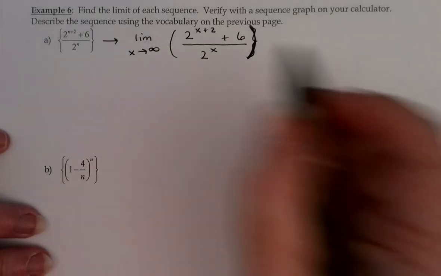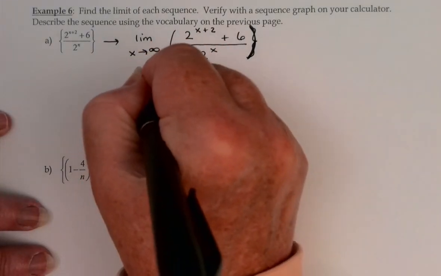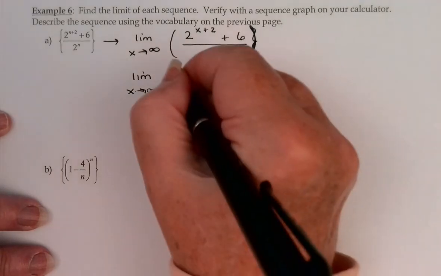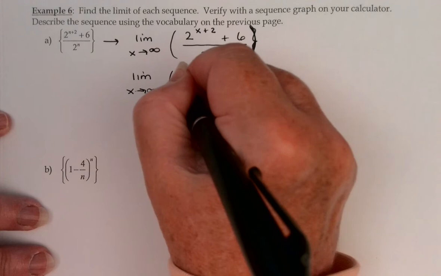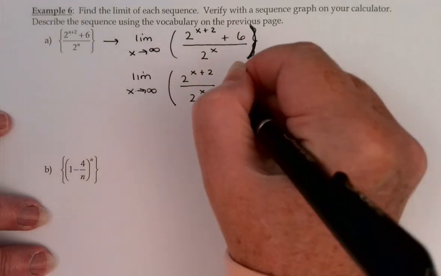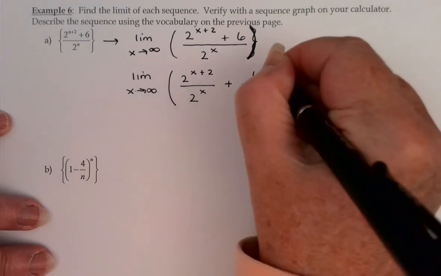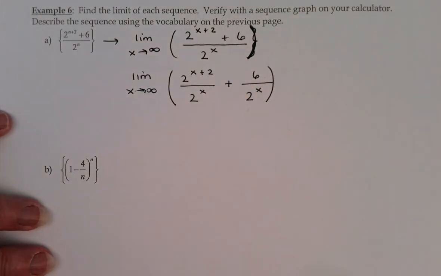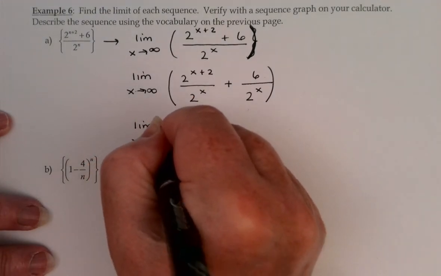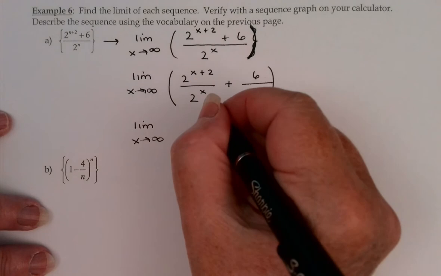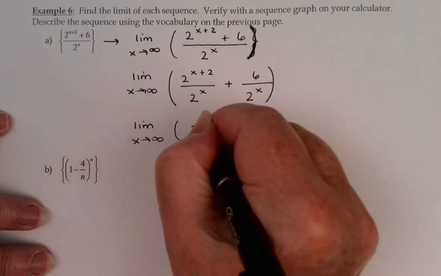All right, in this case, I think breaking apart the fraction is going to be the way to go. If I make this two fractions, 2 to the x plus 2 over 2 to the x, plus 6 over 2 to the x, this first one I could just subtract the exponents, so x minus x will be 0, and I'll just end up with 2 squared.